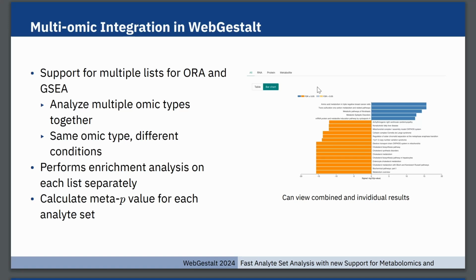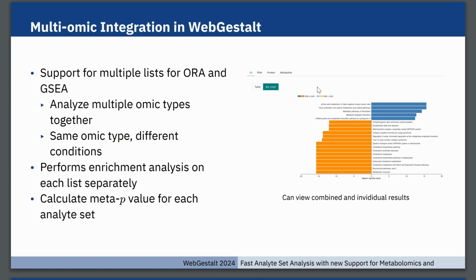So we have this metabolite data. We have support for protein and RNA, and then the question becomes: you can perform individual analysis and get results. You can find that in RNA data we see these pathways are enriched, and in protein, these different pathways are enriched. But we would like to create a more holistic picture and analyze multiple omic types together.